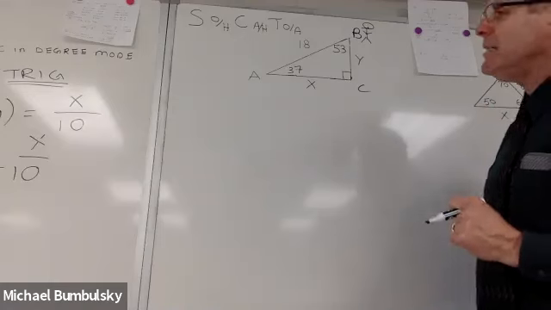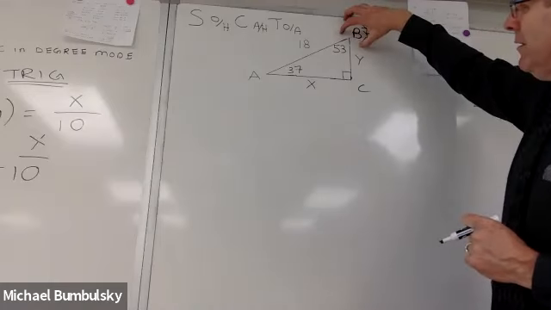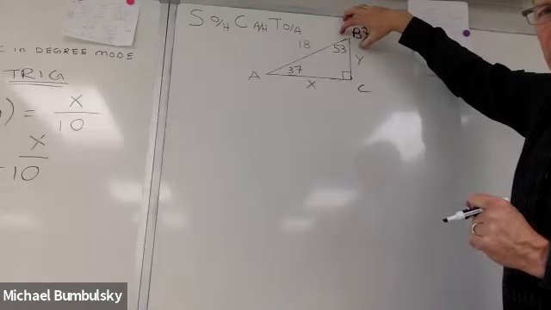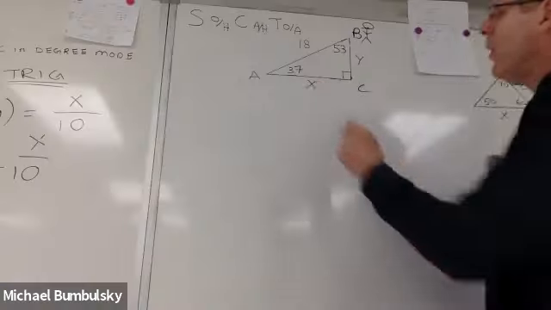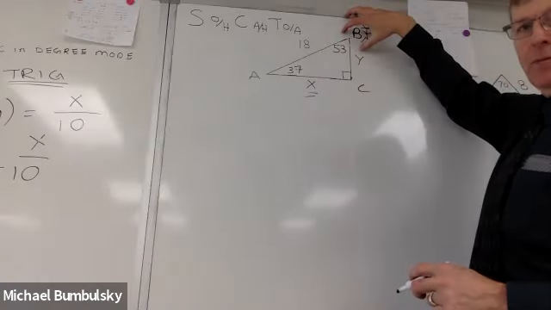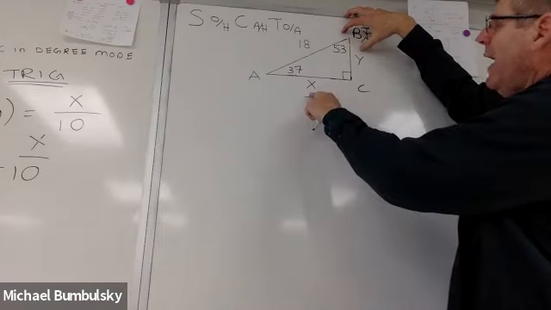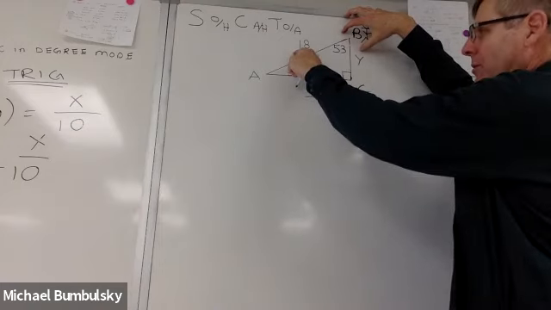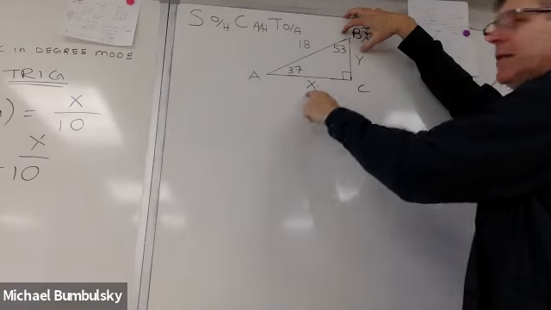Which one is my hypotenuse? 18. Which one is adjacent to me? Y. Which one is opposite me? X. Okay, so we said we wanted to find x first. So if I'm standing here, this is my opposite and hypotenuse. What I know and what I'm trying to find.